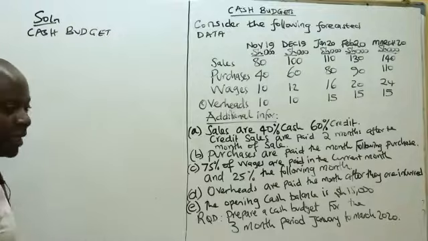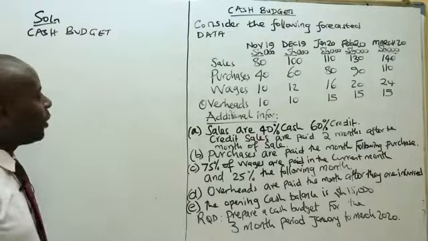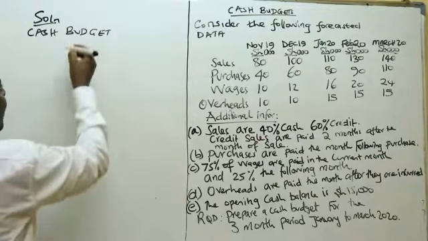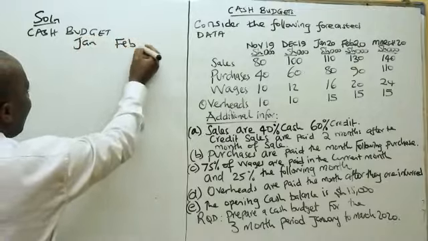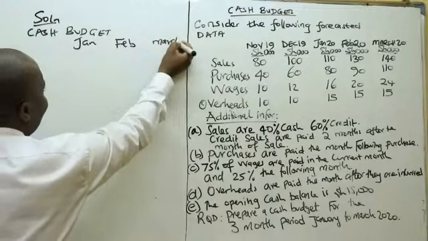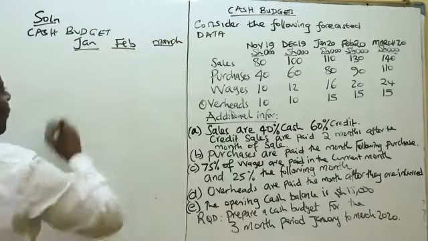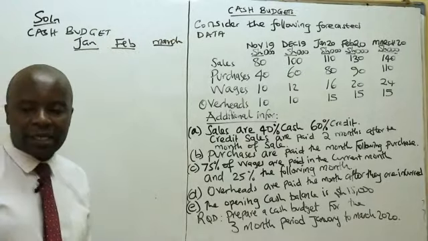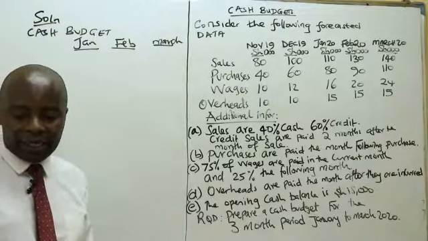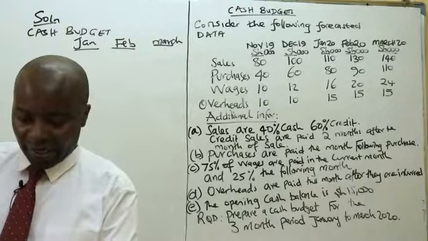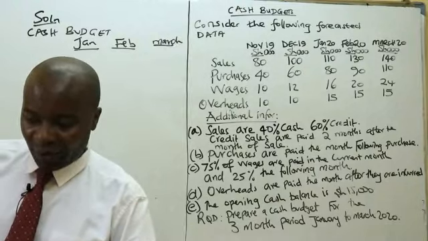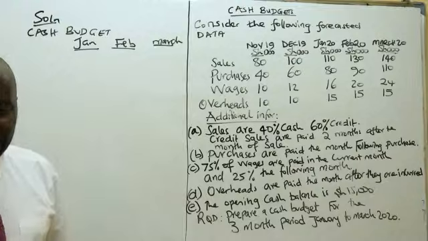They have specified the number of months. They have told us here the months are January, February, and March. 3 months, the first quarter.